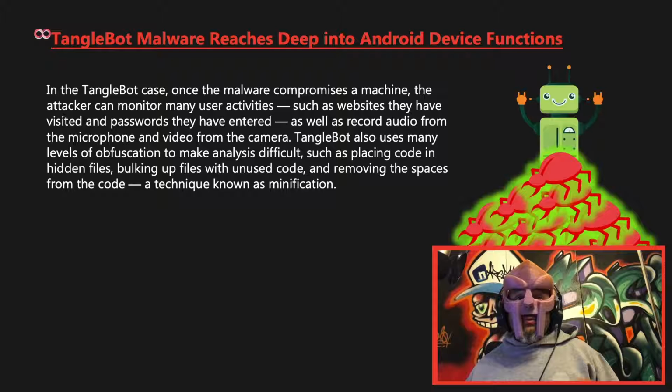TangleBot also uses many levels of obfuscation to make analysis difficult, such as placing code in hidden files, bulking up files with unused code, and removing the spaces from the code, a technique known as minification.